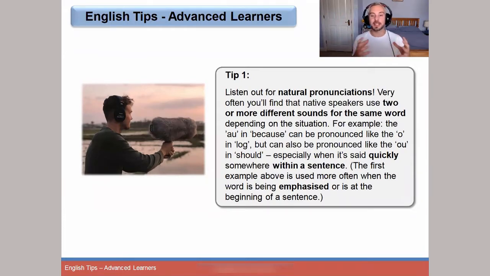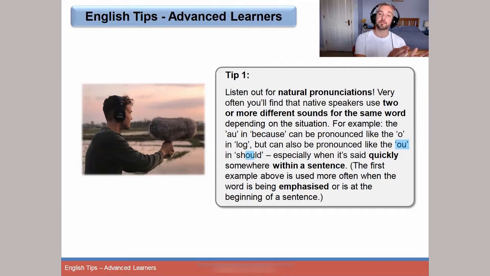Very often, you'll find that native speakers use 2 or more different sounds for the same word depending on the situation. For example, the AU in because, the second vowel sound, that can be pronounced like the O, the vowel sound, in log: because. That's the most common one. However, it can also be pronounced like the OU, the vowel sound, in should: because.